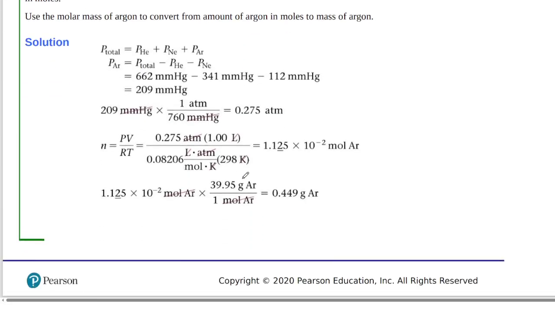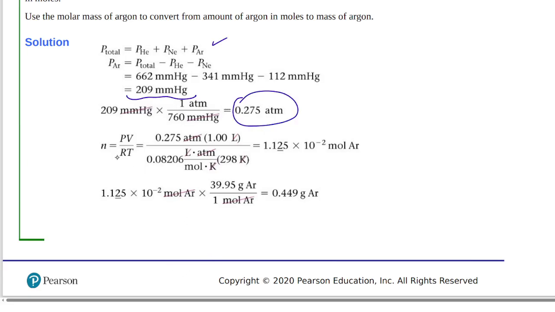So first, we calculate the pressure of argon from the other pressures. So the pressure of argon is equal to the total pressure minus the pressure of helium minus the pressure of neon. Okay? So the pressure of argon, the partial pressure of argon, is 209 millimeters of mercury. So we need to convert that to atmospheres before we can use the gas law equation.